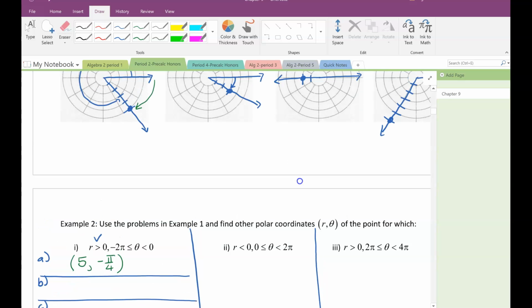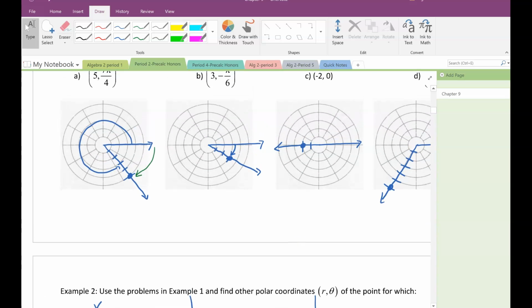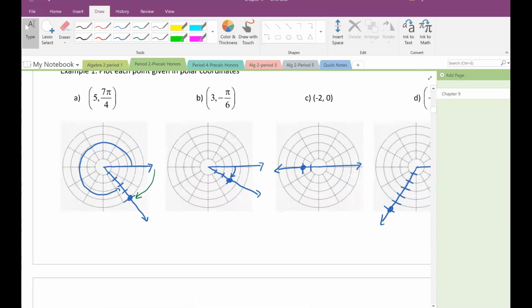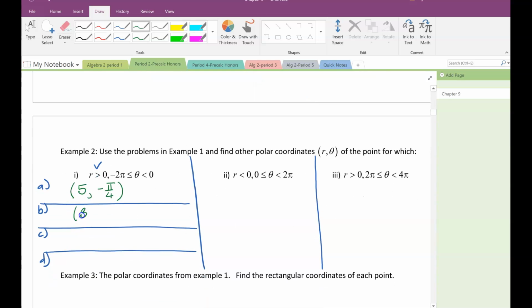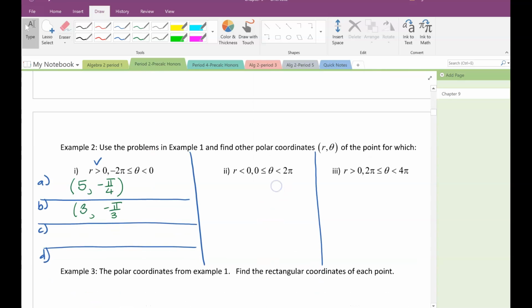Now let's go to B. In B, again, we already have a positive radius of 3, and we already have a negative angle. So we don't have to change anything on B. We will keep it exactly the same. Was it pi over 3 or pi over 6? Negative pi over 6.